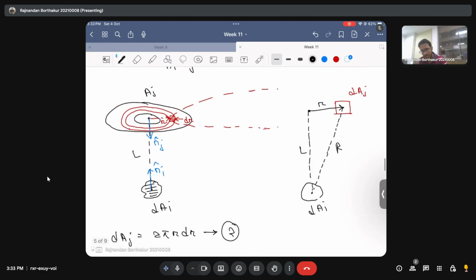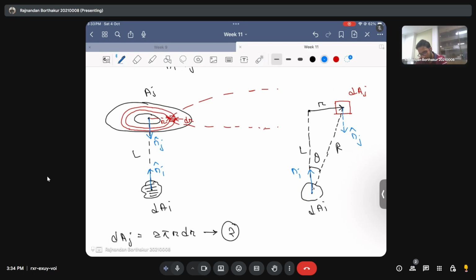But remember, cos theta i and cos theta j are the angles which the normals of the individual surfaces make with the line joining the centers of the two surfaces. Precisely what cos theta will mean here is that this is the theta that I am considering. The unit normal of this surface faces in this direction, which is nj, and the unit normal of this surface is precisely in this direction, which is ni.